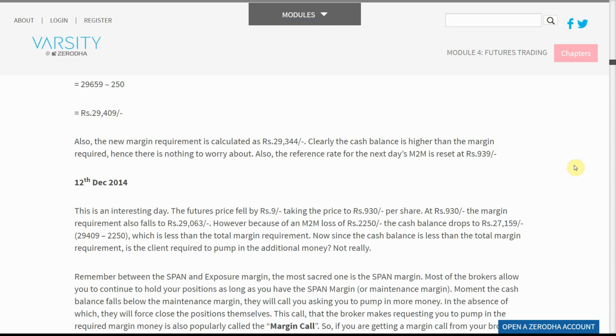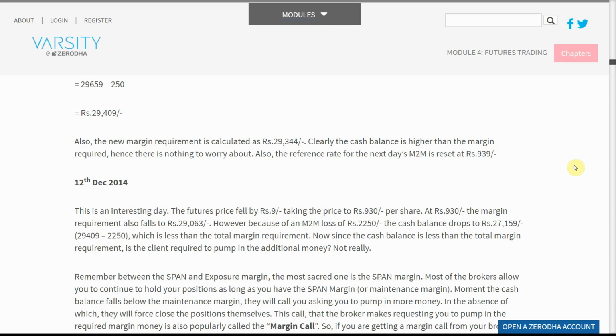The 12th of December 2014. This is an interesting day. The futures price fell by 9 rupees per, taking the price to 930 rupees per share. At 930 rupees per, the margin requirement also falls to 29,063 rupees per. However, because of an M2M loss of 2,250 rupees per, the cash balance drops to 27,159 rupees per, that is 29,409 minus 2,250, which is less than the total margin requirement.